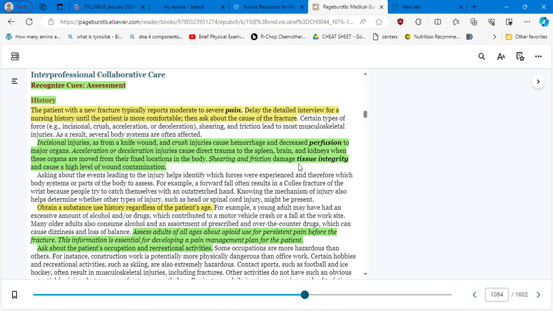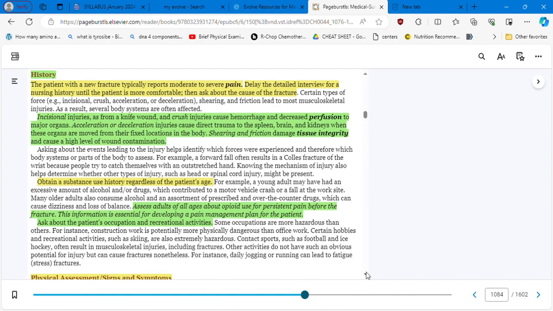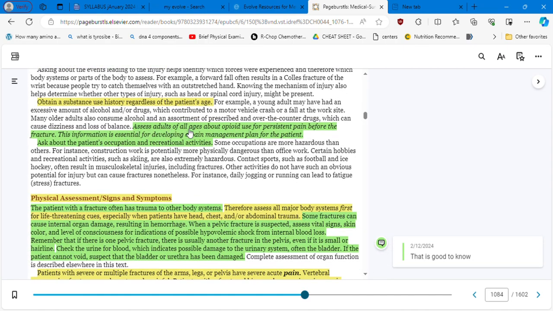Shearing and friction damage tissue integrity and cause a high level of wound contamination. So we have to obtain a substance use history regardless of the patient's age. Assess adults of all ages about opioid use for persistent pain before the fracture. This information is essential for developing a pain management plan for the patient. Ask about the patient's occupation and recreational activities. This is part of the assessment.